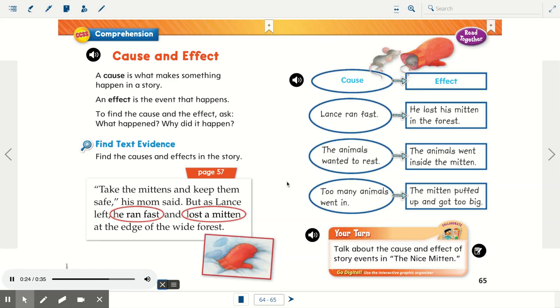"Take the mittens and keep them safe," his mom said. But as Lance left, he ran fast and lost a mitten at the edge of the wide forest.